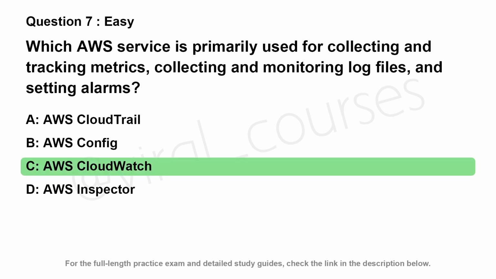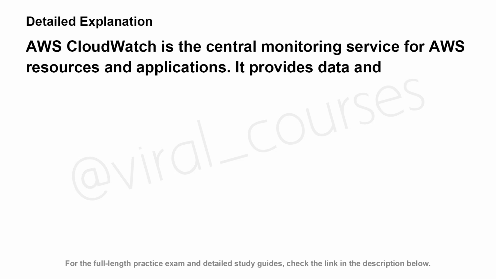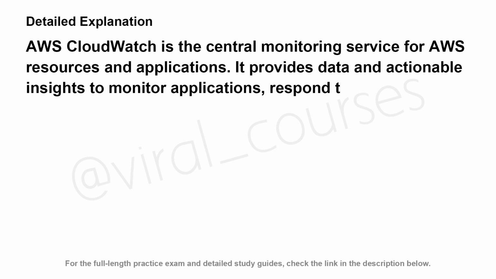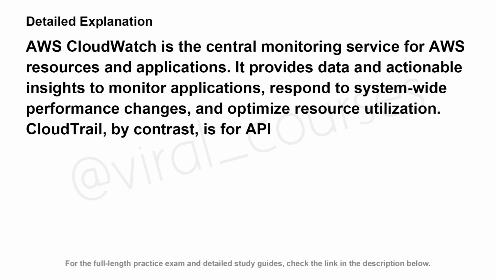The correct answer is C. AWS CloudWatch is the central monitoring service for AWS resources and applications. It provides data and actionable insights to monitor applications, respond to system-wide performance changes, and optimize resource utilization. CloudTrail, by contrast, is for API auditing and governance.